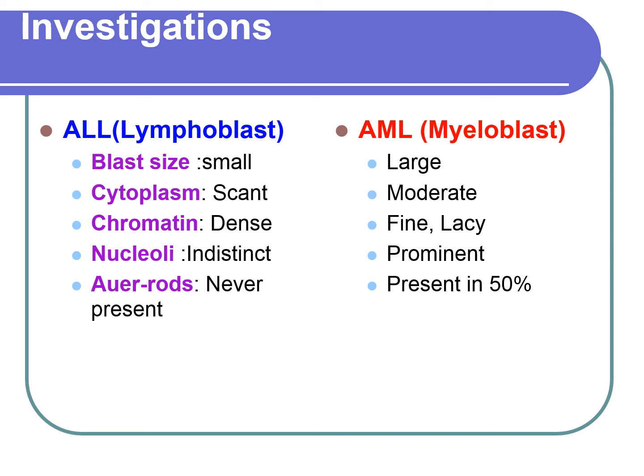The cytoplasm in the lymphoblast is very scanty. In the myeloblast, it is moderate. The chromatin in the lymphoblast is a little bit dense, but in the myeloblast it is fine. The nucleoli may be indistinct, especially in ALL. In myeloblasts, there are prominent nucleoli. We cannot see Auer rods or any granulation in the cytoplasm of the lymphoblast, but in myeloblasts we can see granulation or Auer rods, which is very characteristic for the myeloblast.